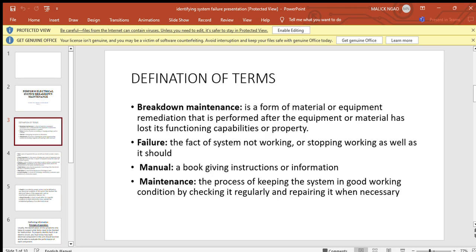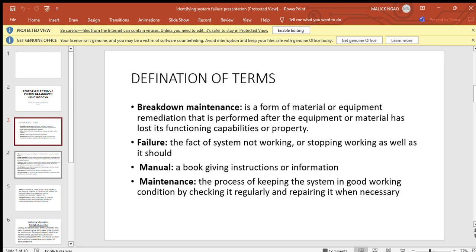It is a form of material or equipment remediation that is performed after the equipment or material has lost its functioning capabilities or property. Another term is manual. A manual is a book giving instructions or information that normally comes with a machine or equipment from the manufacturer. Maintenance is the process of keeping the system in good working condition by checking it regularly and repairing it when necessary.